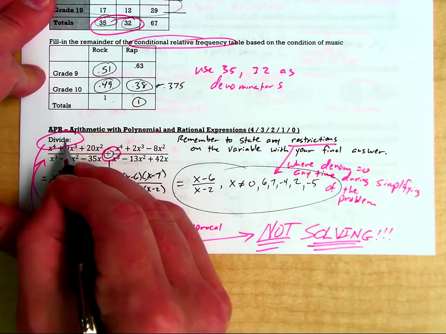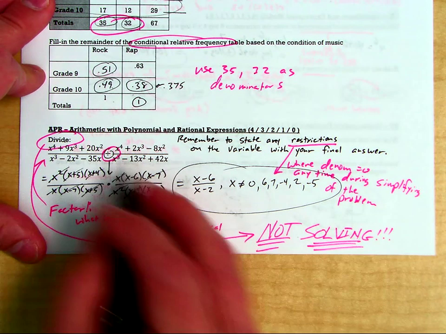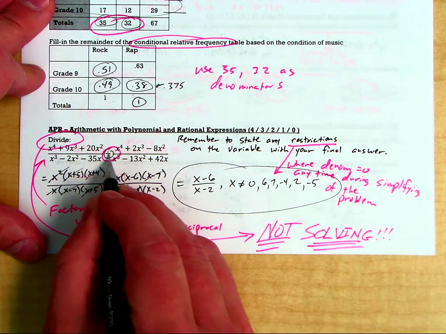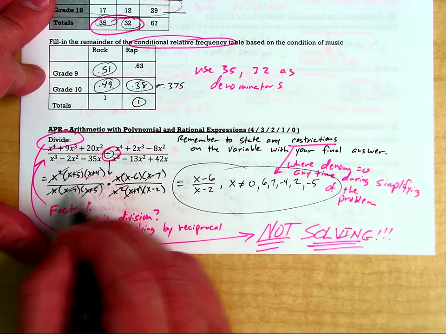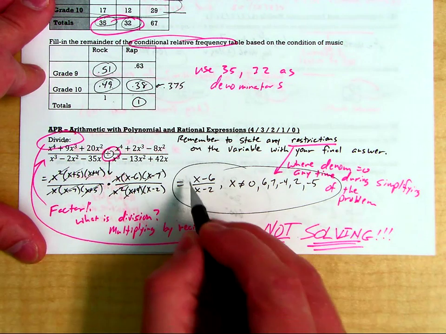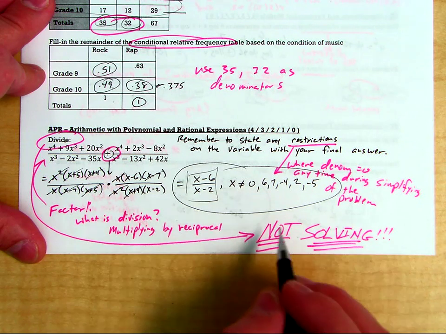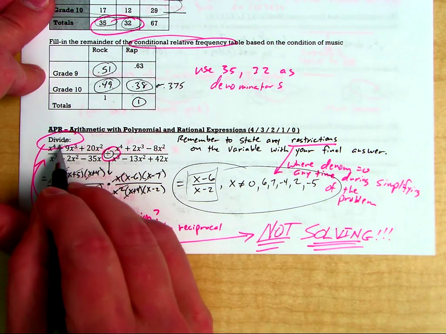Divide. Divide is not solving. If the instructions are just dividing, you're just going to factor, and then division is multiplying by the reciprocal, and a whole bunch of stuff's going to cancel out. In this case, everything canceled out except for those 2 binomials. Okay? Not solving. Make sure you guys are looking at the instructions.